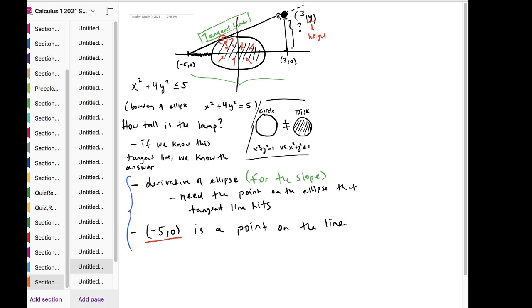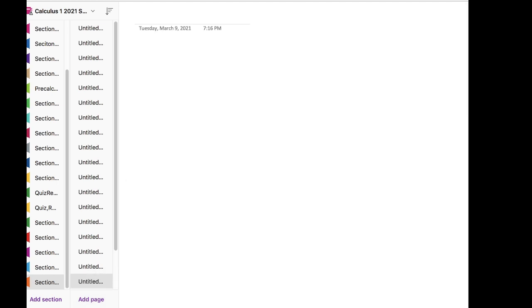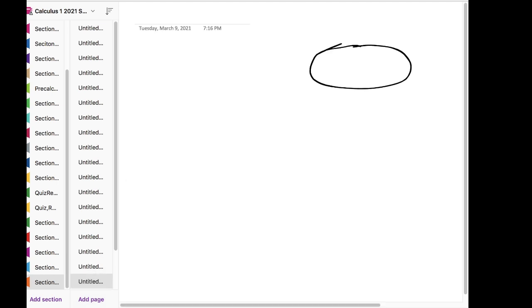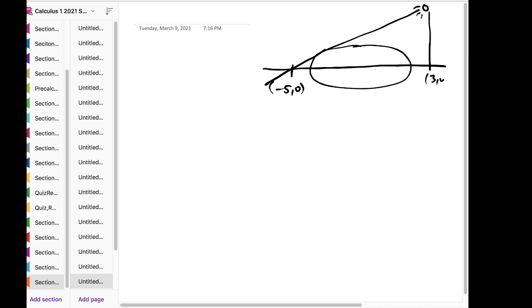Okay, so let's do that. Let's do a new picture. The point -5, 0. This is the lamp, and this is 3, 0. And we have x squared plus 4y squared is equal to 5. Okay, so let's find the derivative of the ellipse, dy/dx. Let's just go part by part. So what's the first part?